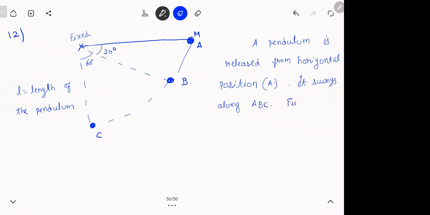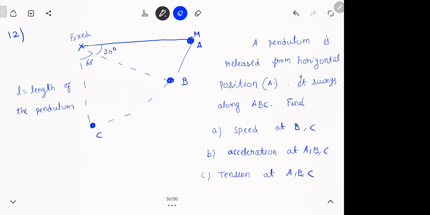So find the first question. Speed at B and C. Initially, if you are leaving from rest, what is the speed at B and C? Acceleration at ABC. So what is the initial acceleration when you left? B and C. Tension at B and C. Tension at ABC. If you see, this is literally 8 different questions. We are just doing everything in one question. It helps us for a better understanding when you do multiple things at the same time. But you'll get any one question in the exam.